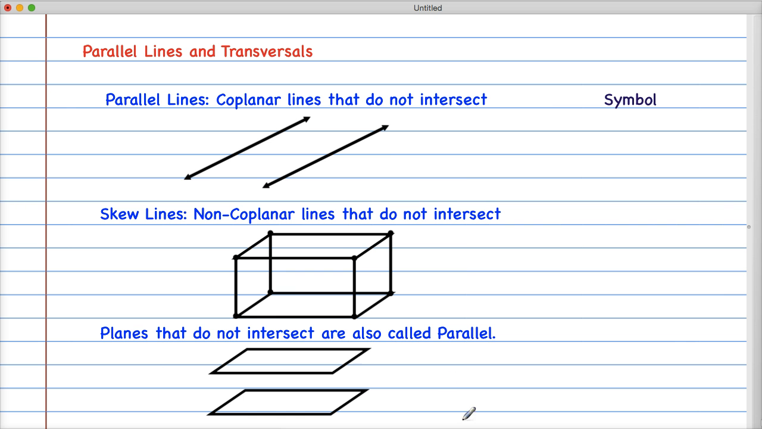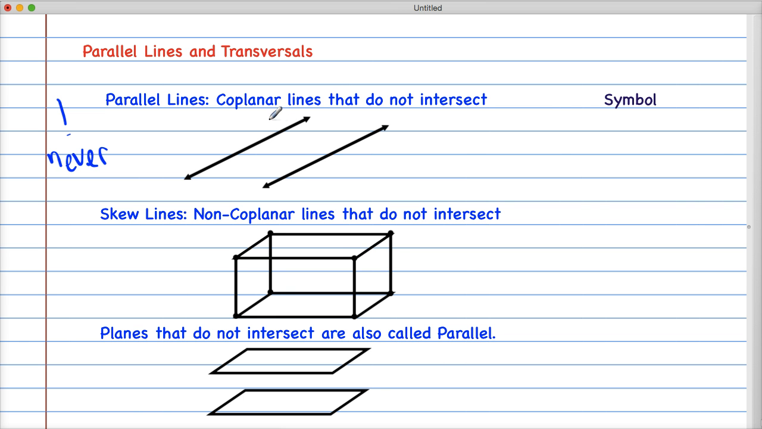With this, you also are going to want to write off to the side that these are coplanar lines that do not intersect. You might also say that they never intersect. That's another thing to think of. So not just that when you draw the picture, they don't cross each other, but that if you were to extend these lines forever, they would never intersect. That's the concept. Not just that they don't in the picture, but that they never will.